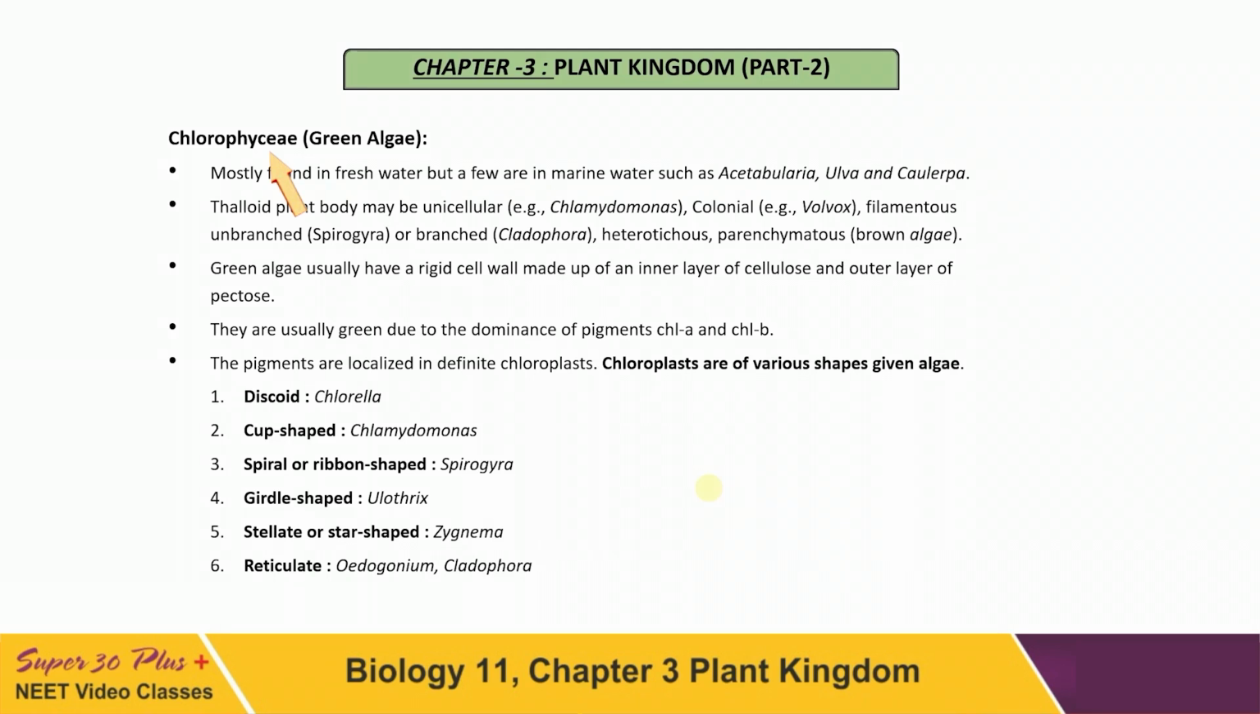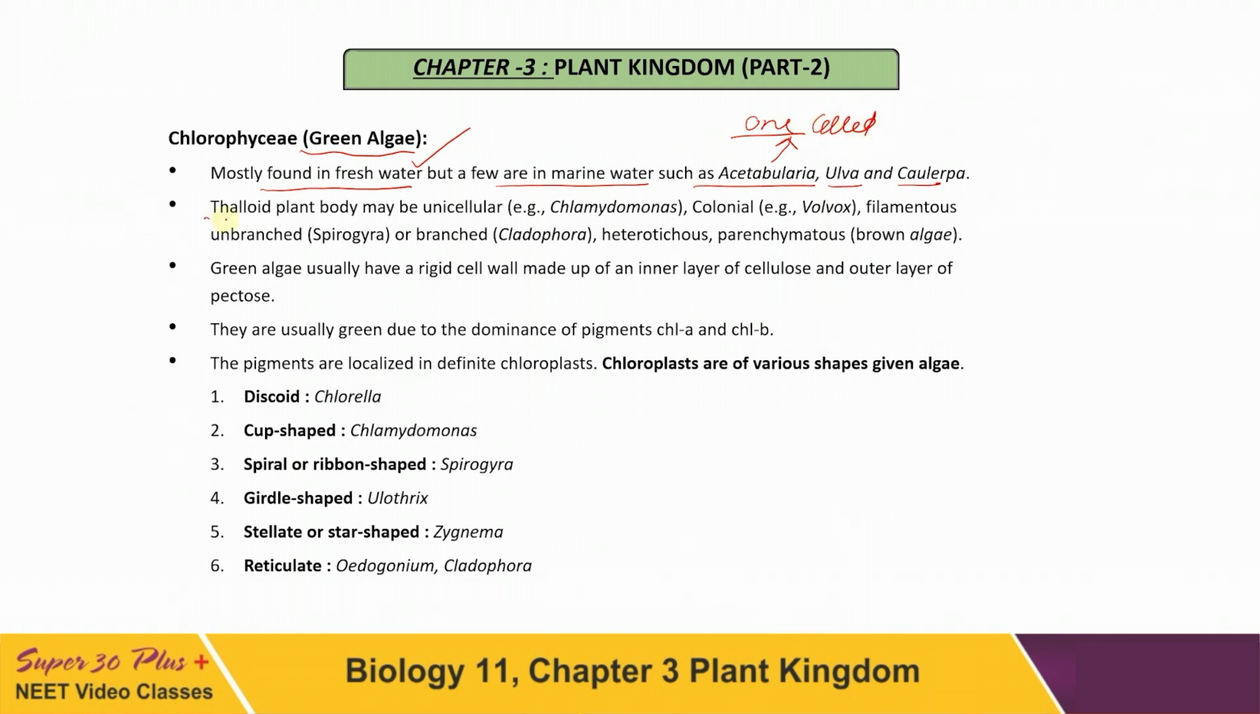As the name indicates, these are green in color because they have green pigment. Chlorophyceae mostly are found in fresh water. Important one, green algae are mostly found in fresh water, but a few forms are found in salty water, marine water also. The typical examples are Acetabularia and Volvox. Acetabularia is the one-celled algae, which is the largest one. This one is found in marine water.